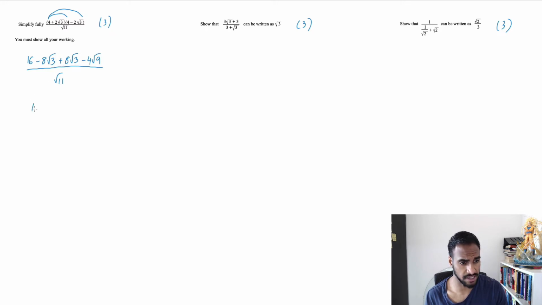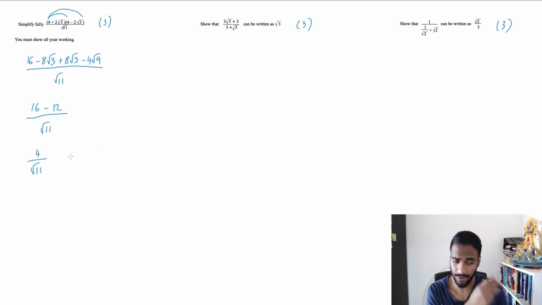So we're left with just 16 minus. Now, root 9 is 3. 3 times minus 4 is minus 12. So I have 16 minus 12 over root 11. So 16 minus 12 is 4 over root 11. Now, this is not your answer because we still need to rationalize.